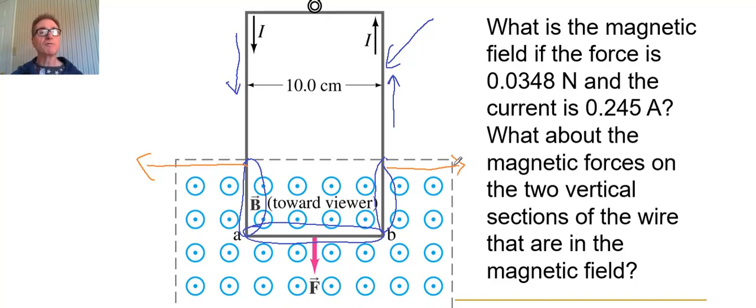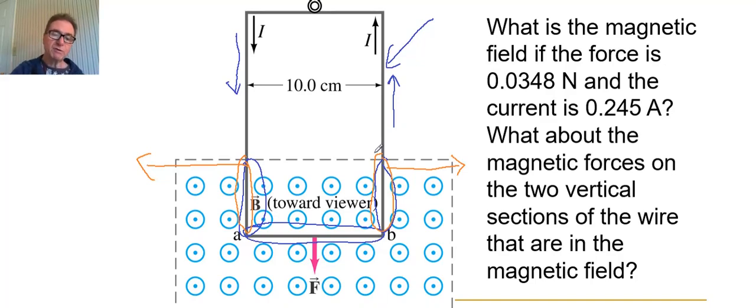So what are those two forces going to do? They're simply going to cancel each other out. Because the magnetic field strength is the same, the current running through them is the same, and the length of the wire is the same. So the magnitude of the force on this segment and this segment would be the same. Their directions are opposite, so they just cancel each other out. We don't have to worry about that part.